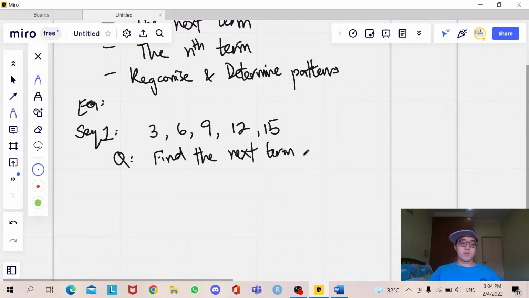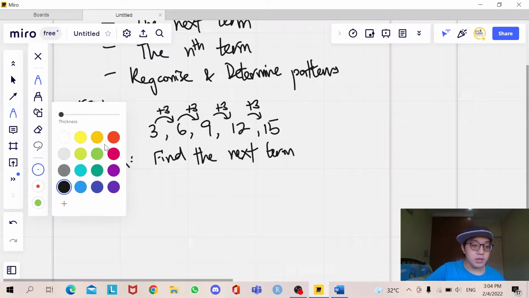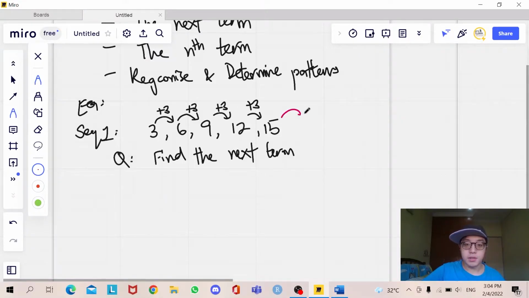So at first glance, the pattern goes 3, 6, 9, 12, and 15. Automatically you know that the sequence jumps by 3. You can notice that it jumps by 3 by adding 3 to get the next term. So if you are to find the next term, the answer will be 15 plus 3, which is 18. So this is the example of finding the next term in a sequence.